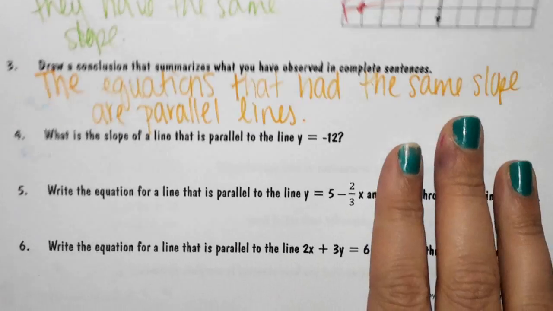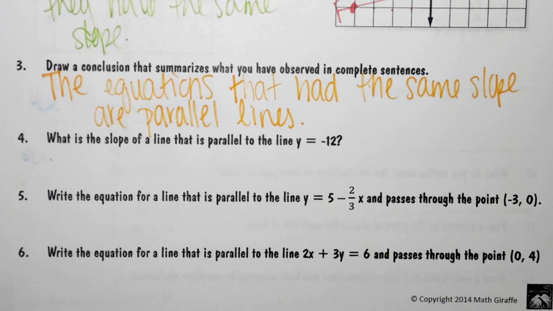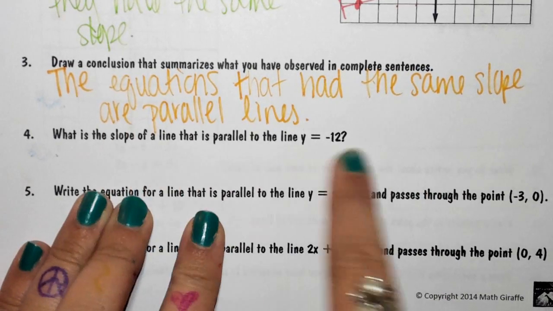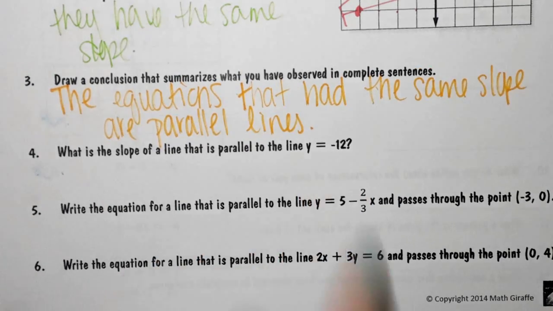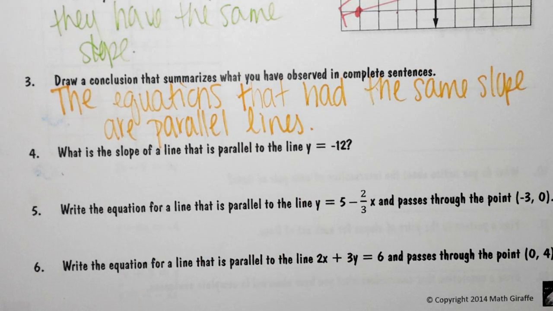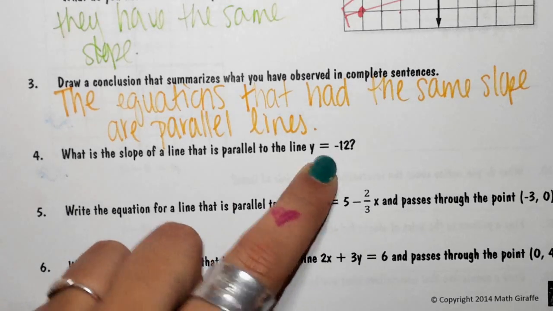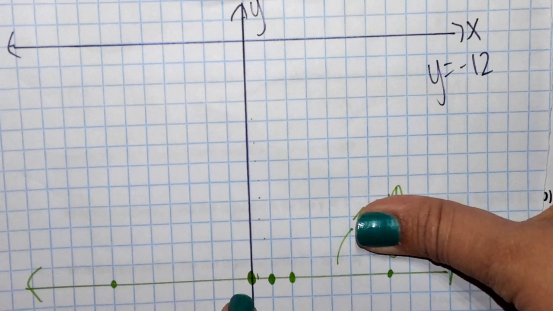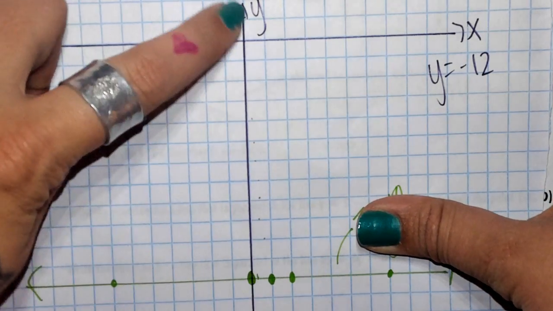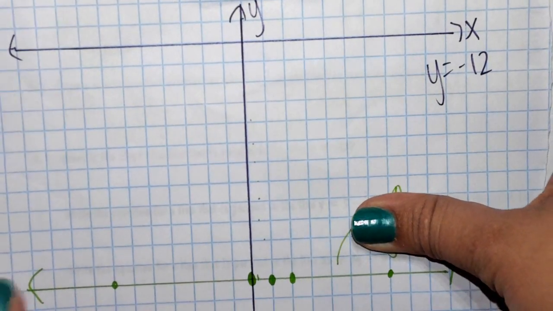All right, now I want you guys to think about what this next one, number 4, is saying. It says, what is the slope of a line that is parallel to y equals negative 12? Now, if we graphed y equals negative 12, which axis is it going to pass through? The x or the y? The y, because it says y equals. Now, if I graph that, it's going to look like this. This is y equals negative 12. Now, I went down 12, and I drew a straight line through it.